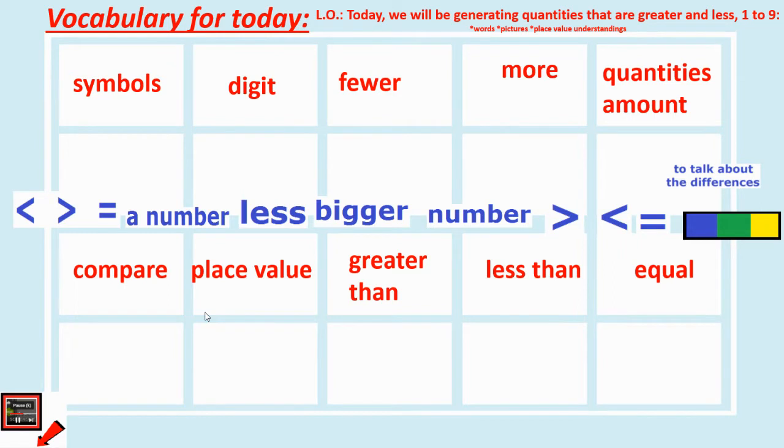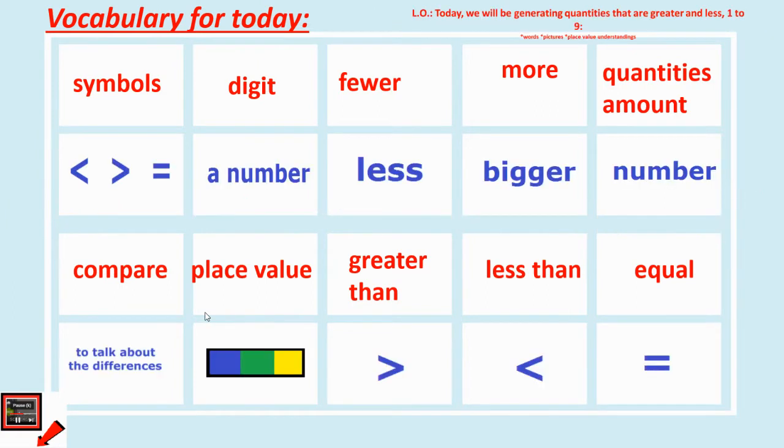Our vocabulary for today are symbols, digit, fewer, more, quantities and amounts, compare, place value, greater than, less than, and equal. I want you to pause this video and in your journal and with someone at home, match the red vocabulary words with the blue definitions or pictures. Pause this video, match them up, and then unpause to see if you got it correct. Alright, go ahead and check.